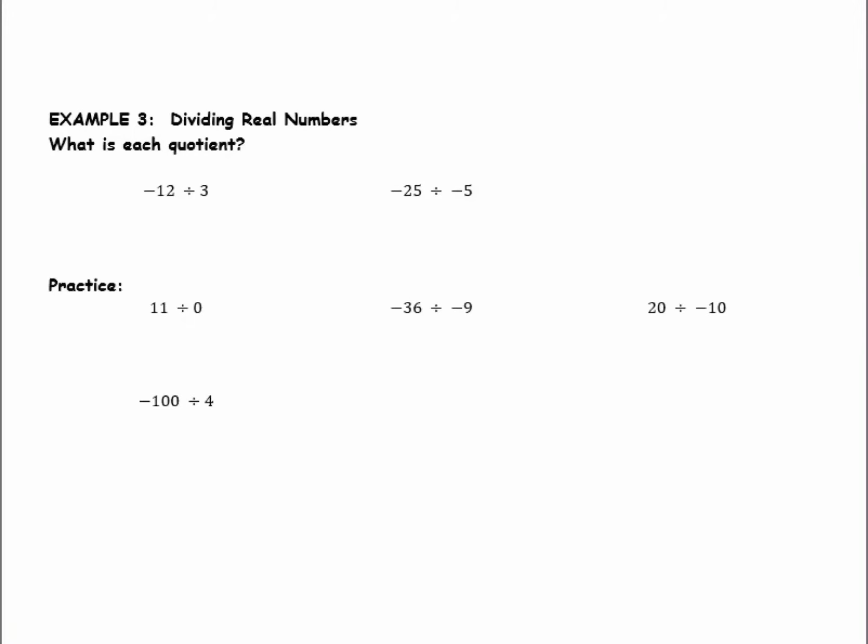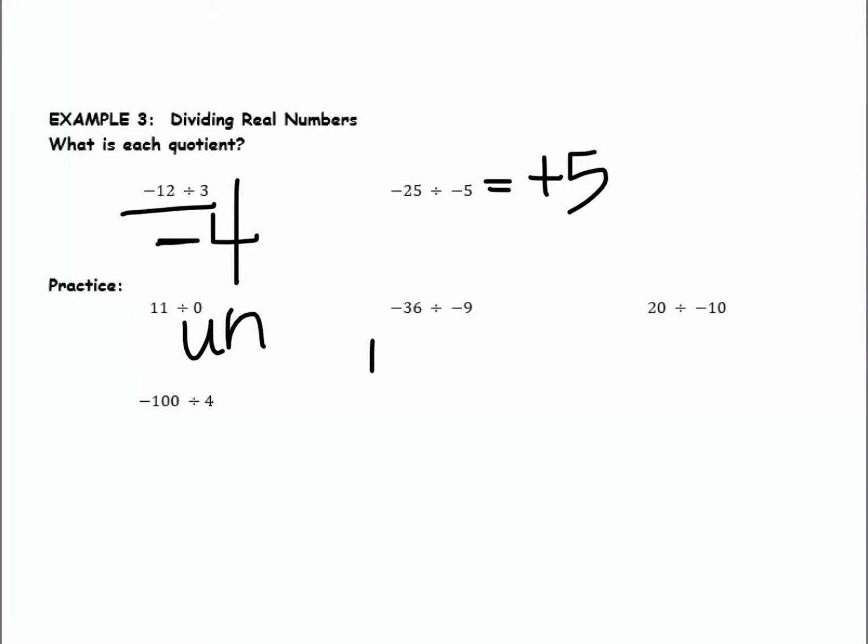Okay, let's try dividing these real numbers. I have a negative divided by a positive, means I'm going to have a negative number. 12 divided by 3 is 4. Negative divided by negative tells me I'm going to have a positive answer, and 25 divided by 5 is 5. 11 divided by 0 is undefined. I cannot divide a number by 0.